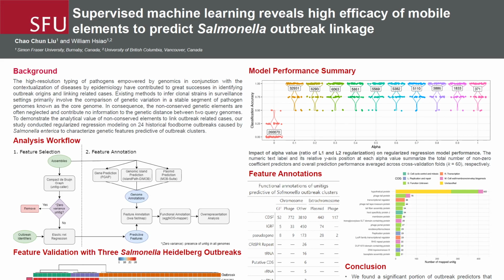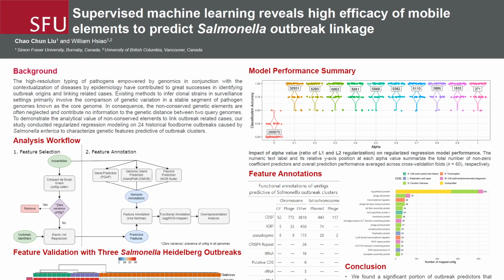And so to do this, we trained regression models on known Salmonella outbreaks to characterize genetic features that are predictive of outbreak clusters. So the overall analysis workflow can be divided into two parts. The first part involves model training and feature selection. And this is to identify a set of features that are predictive of Salmonella outbreak clusters. We subsequently annotate these features to identify what functional elements in the Salmonella genome carry these predictive features.